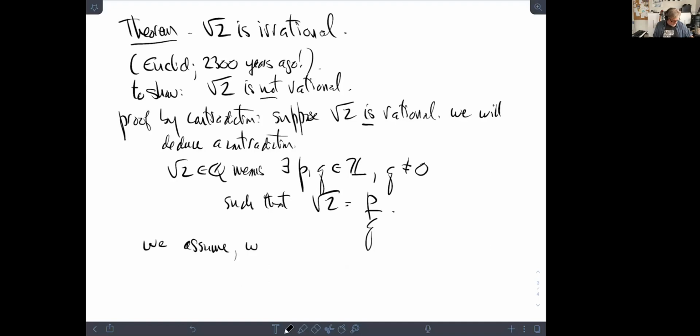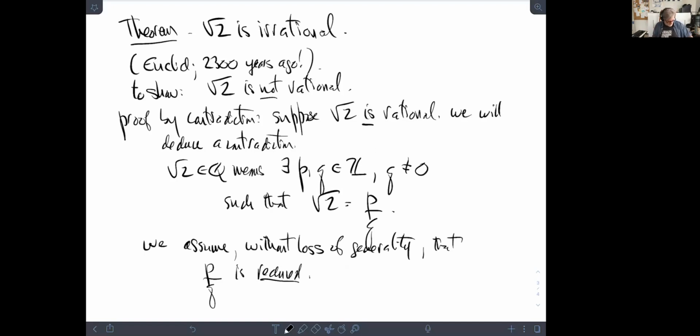So we assume, without loss of generality, and this is something that comes back often, so I'm not adding an extra hypothesis here, that p over q is reduced. Does everybody understand what I'm saying? So it is not 3 over 6, which reduces to 1/2. That's what I mean by reduced. Is that okay for everybody?